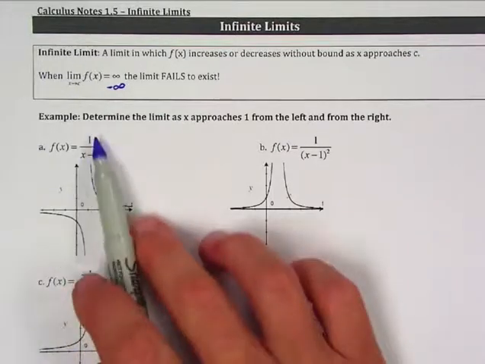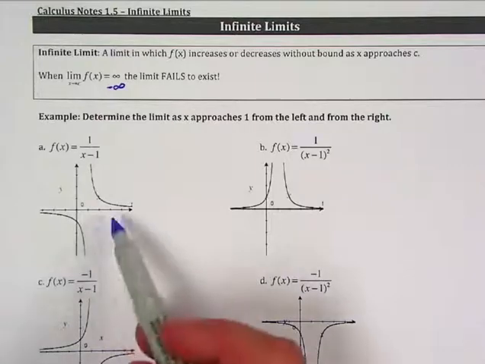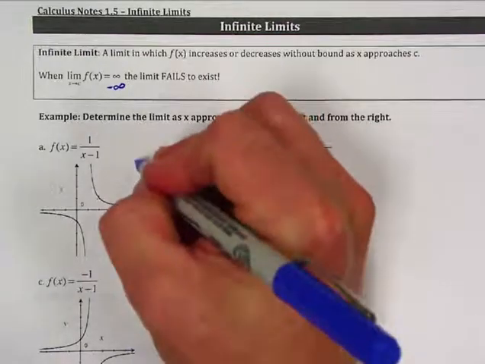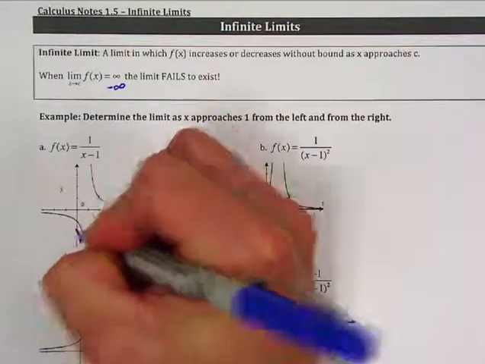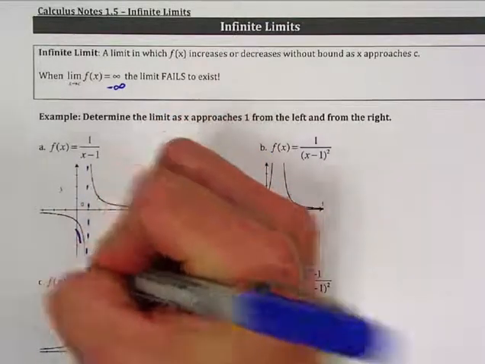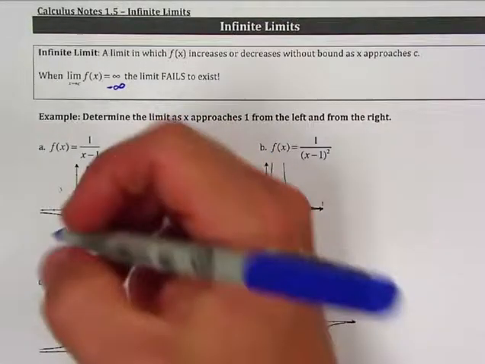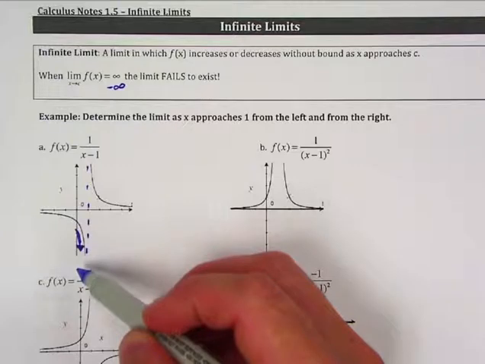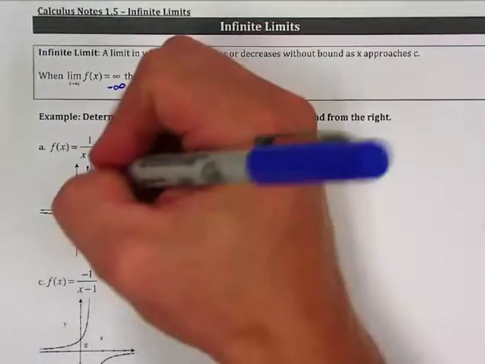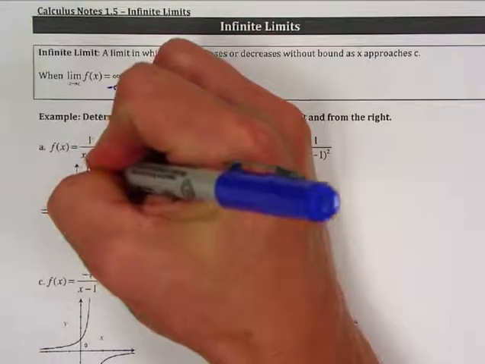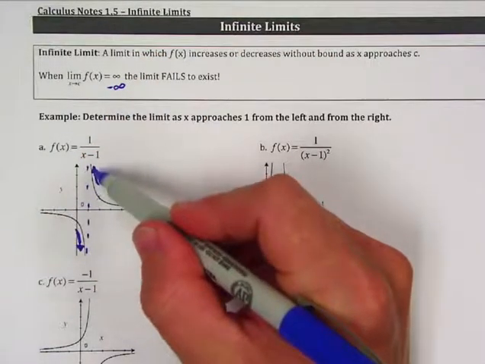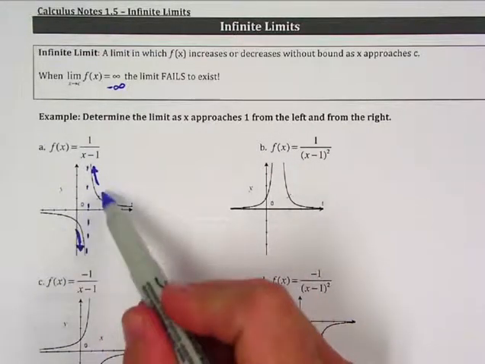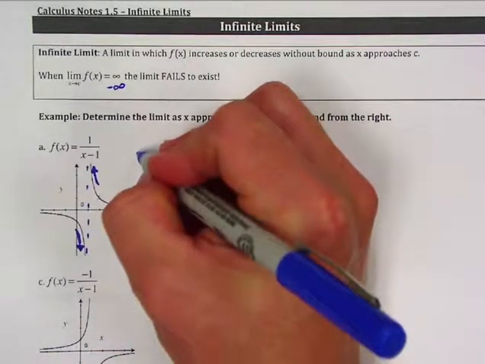So if we look at our first example, we have 1 over x minus 1, and here's its graph, and we want to know what happens as x approaches 1 from the left. Looking at this, here is x equals 1, and from the left side as we approach this, it looks like it goes down without bound. So this is going towards negative infinity. From the right side, it looks like f of x is going up without bound, and so this is going to be positive infinity. Because they are different, we're going to write this using two separate limits.